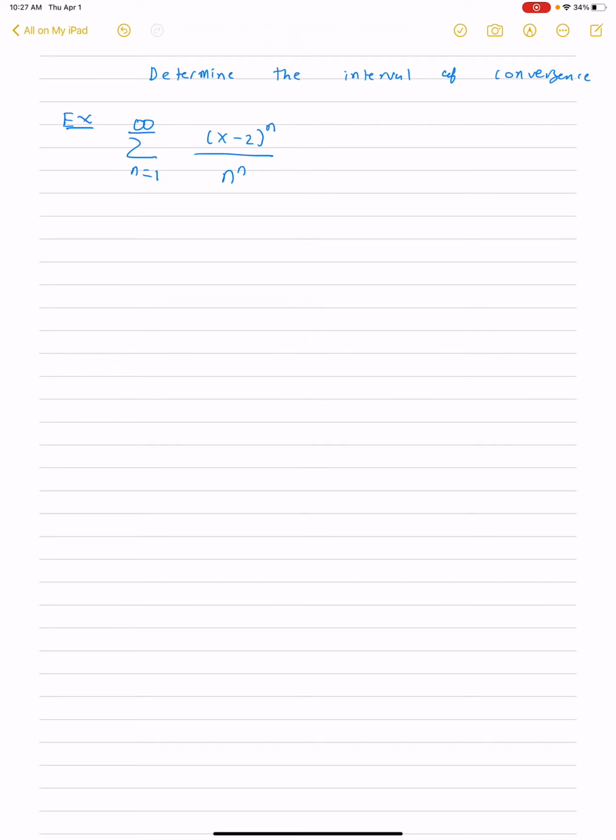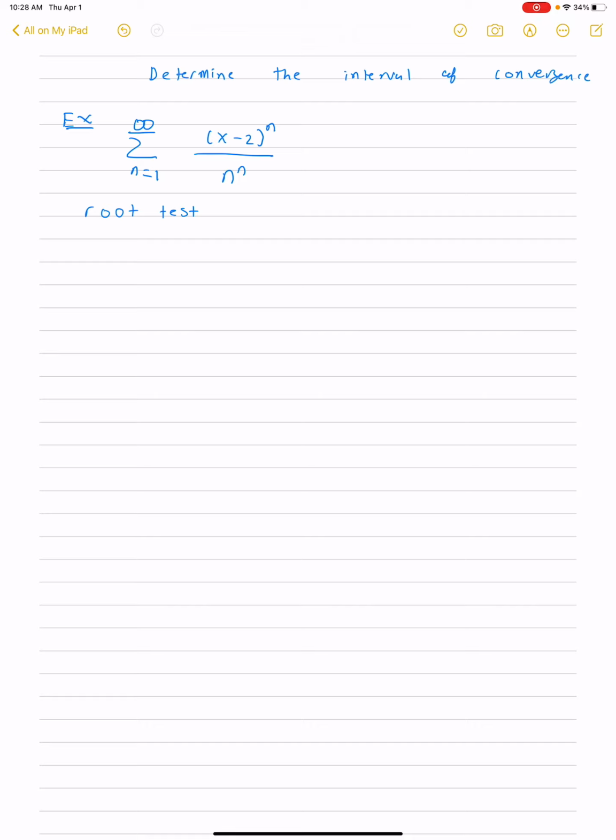Welcome to my lecture on power series. We're going to determine the interval of convergence of the series written down. Unlike the last lectures where I used the ratio test, which we could use here and that would be completely fine, I'm going to use the root test. Either one of them will answer this question of determining the interval of convergence.